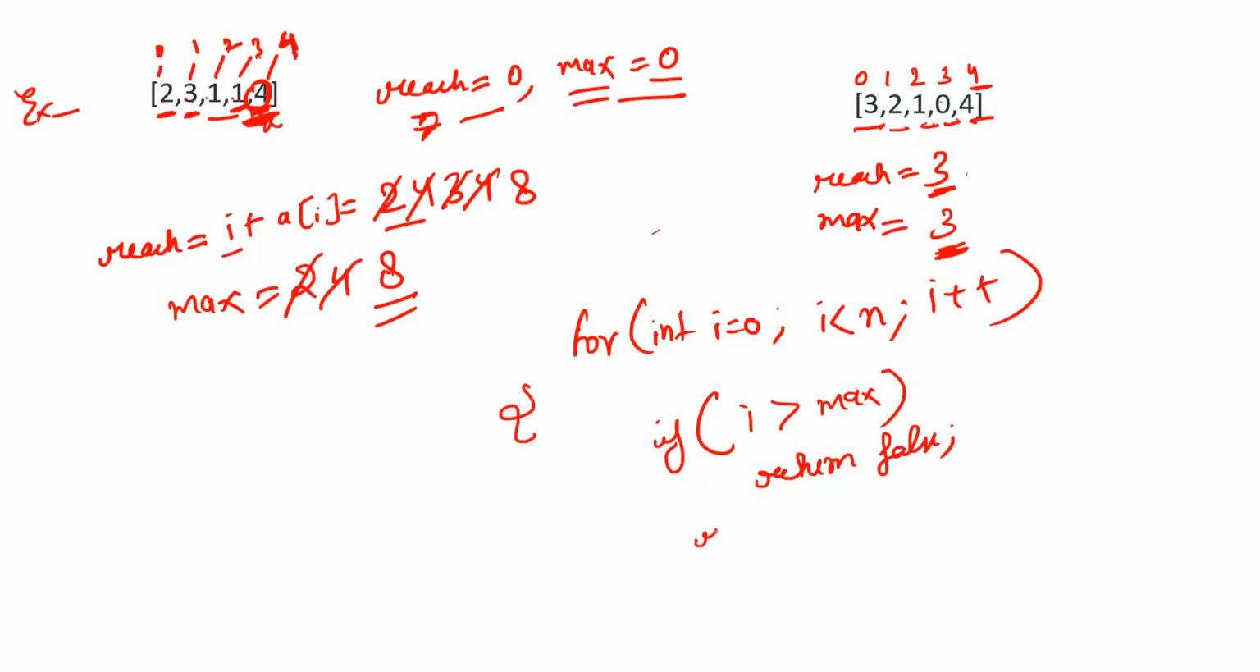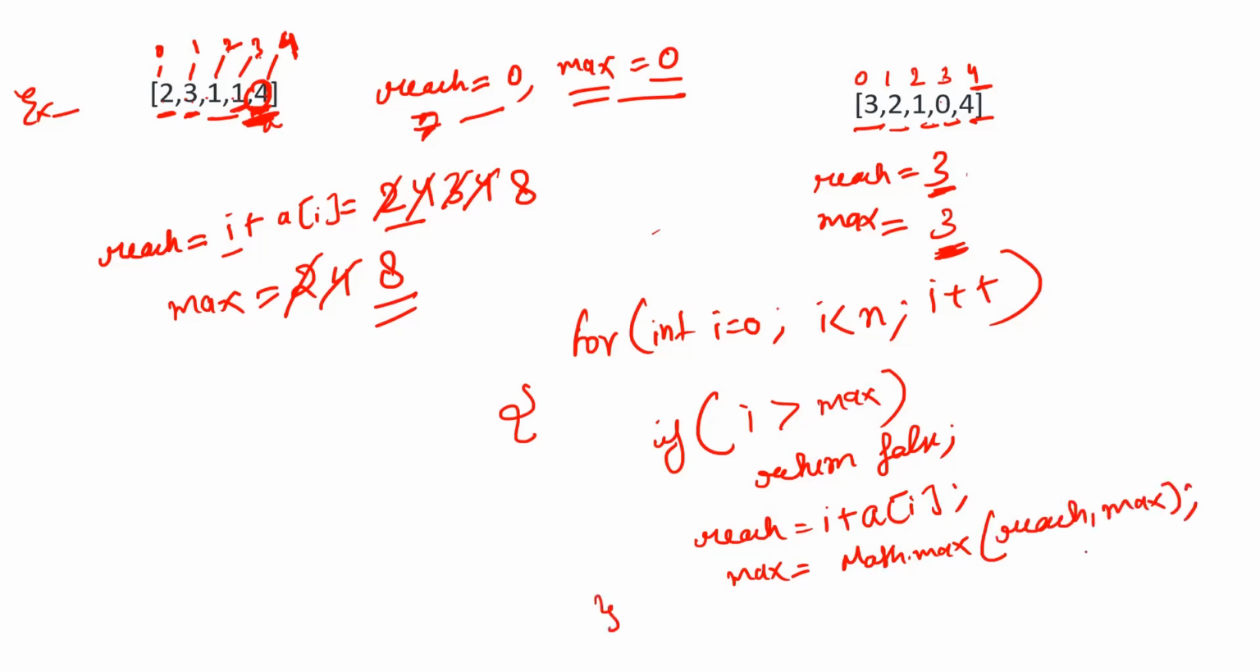Otherwise you have to do the same thing that we discussed: reach equal to i plus a of i, and max equal to max of reach comma max. Fine. And if this condition never became true for any instance, then at the last we'll be returning true. Okay, so this was the complete approach for solving this problem. Although, as I mentioned, there are multiple approaches that you can use to solve this problem. This is a linear approach that I have come up with.